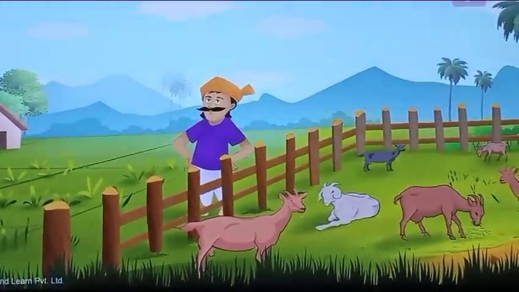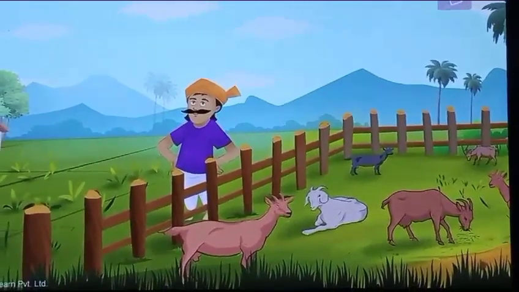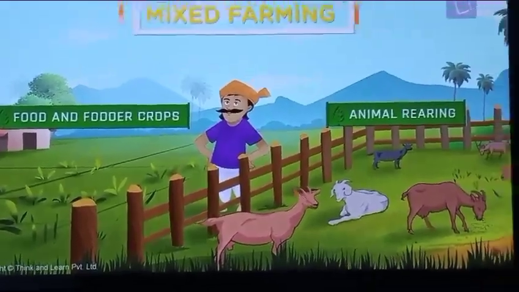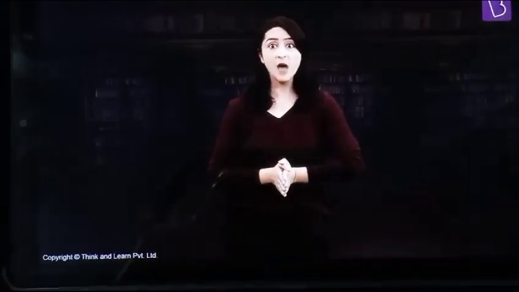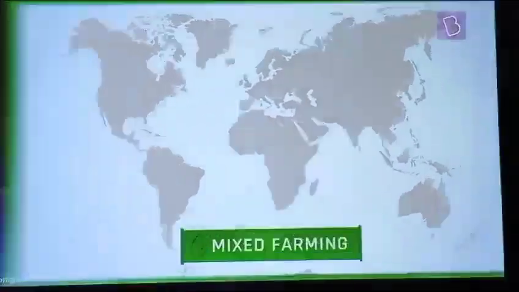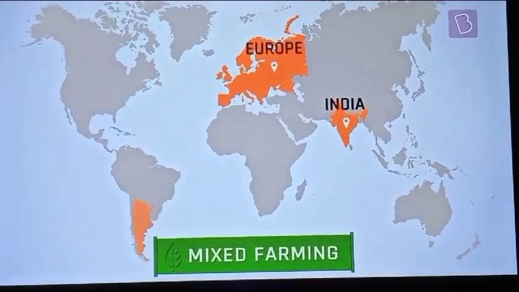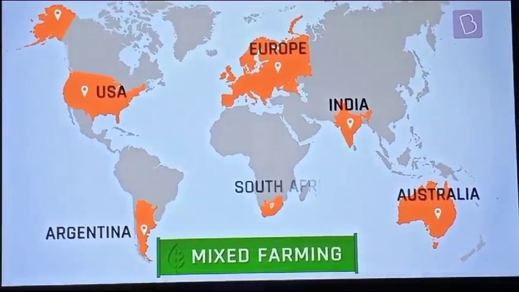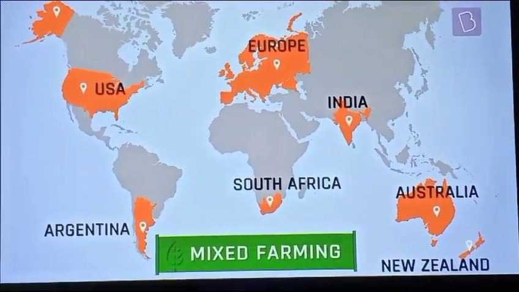This sort of farming where the land is used both to grow food and fodder crops and rear animals is called mixed farming. Though initially, mixed farming was practiced on a small scale, now it is practiced on a large scale for commercial purposes. Let's take a look at where mixed farming is followed. Mixed farming is common in India, Europe, Argentina, Australia, the USA, South Africa, and New Zealand.